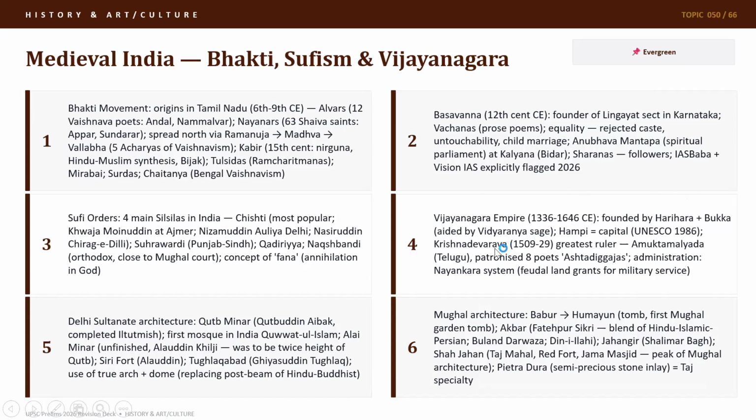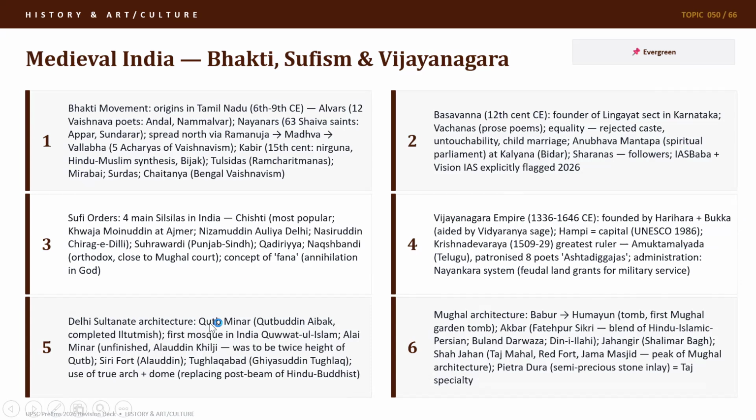Krishnadevaraya was its most famous ruler, and wrote Amuktamalyada in Telugu. He patronized different poets and saints who were known as Ashtadiggaja, or eight poets. And there were a lot of reforms in administration, as well as the Nayankara system of feudal land grants for military service, which was also introduced during the Vijayanagara Empire. So Ashtadiggaja, Nayankara system, Amuktamalyada, these terms are related to the Vijayanagara Empire.